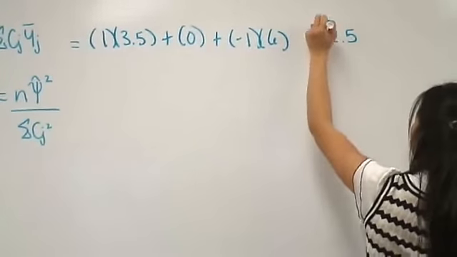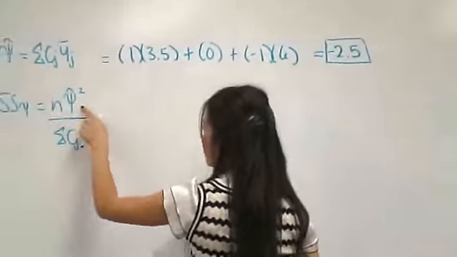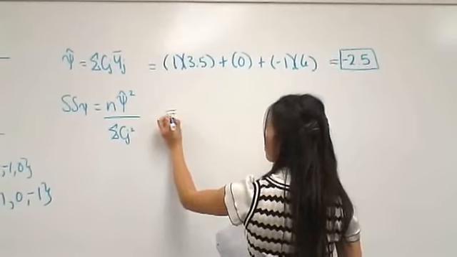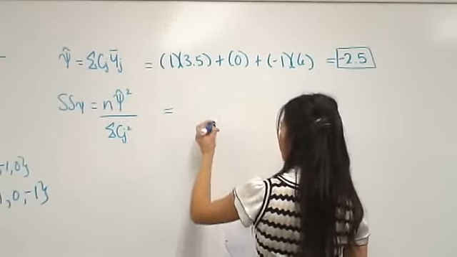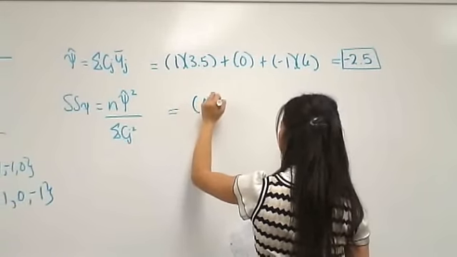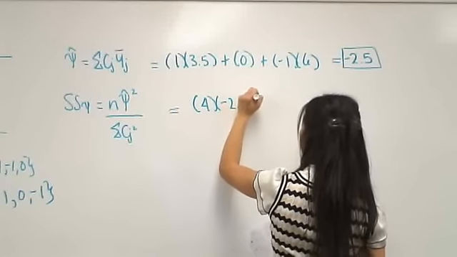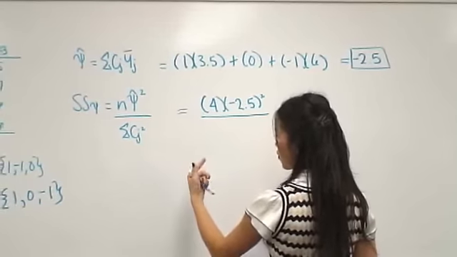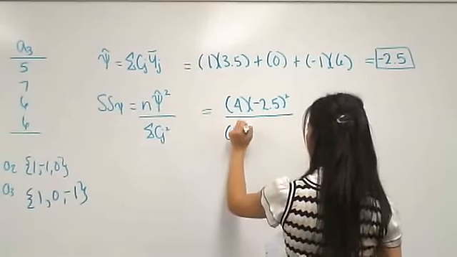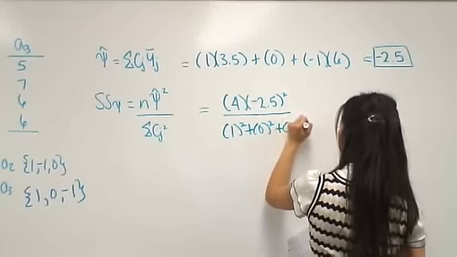I'm going to put this number, which is my psi, back into here to get my sum squared for this one. So n, again, is the number of subjects per group, which is 4. My psi is minus 2.5, and I'm going to square that. And then this is the sum of all my coefficients squared. Right? So I've got 1 squared plus 0 squared plus minus 1 squared.